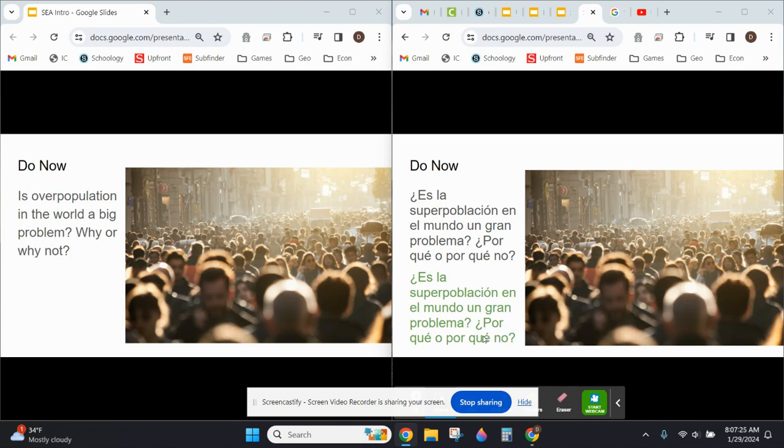For your Do Now, I wanted you thinking about overpopulation, too many people in a country, too many people in the world. Do you believe it's a problem? Why or why not? Now, you could have answered either way. You could have said, no, it's not a problem because we have enough resources and there's lots of different cultures, lots of different places to live. Some people want big, busy cities.